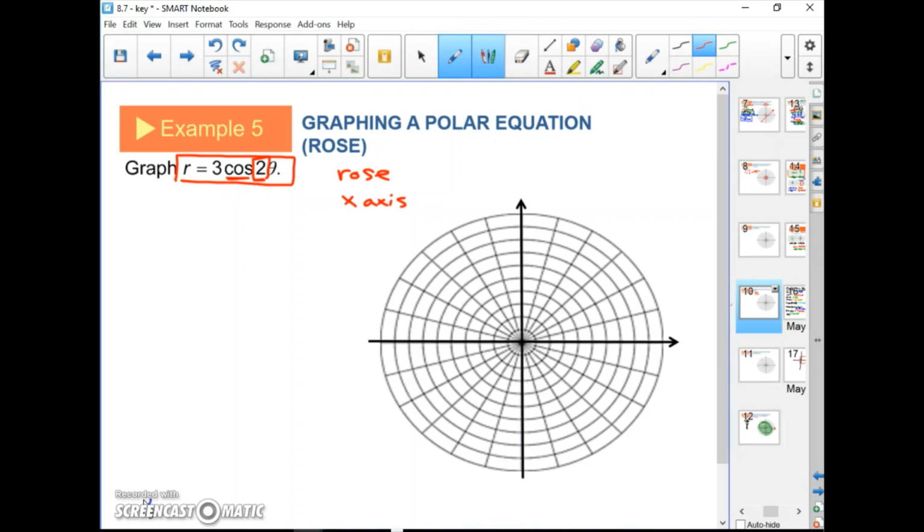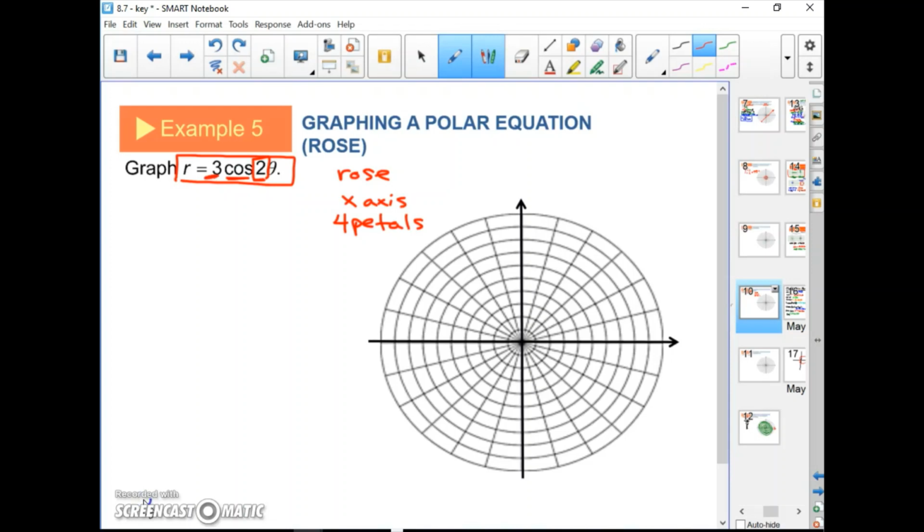If this number is even, what's that mean? It's double that number of petals. So I'm going to have 4 rose petals. It's a rose located on the x-axis. There are 4 petals. Oh yeah, and this number 3 tells me about the size.